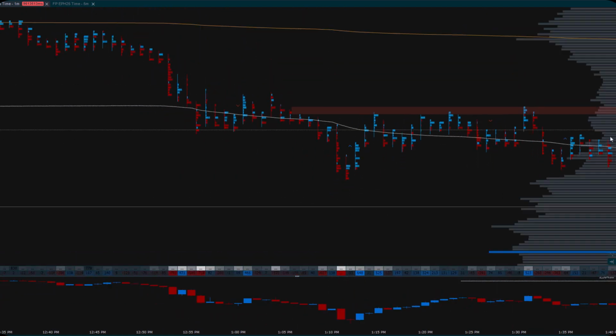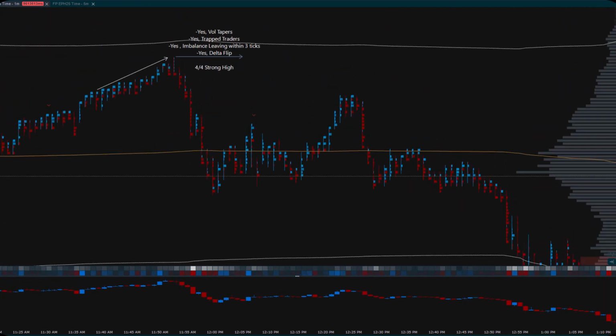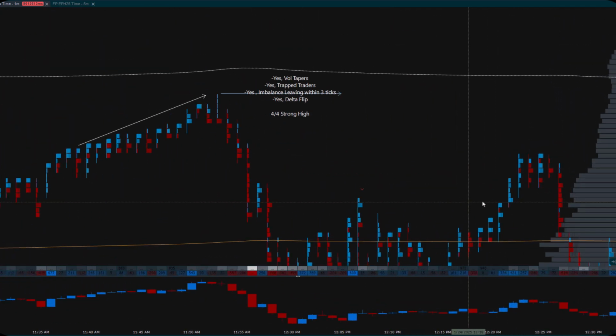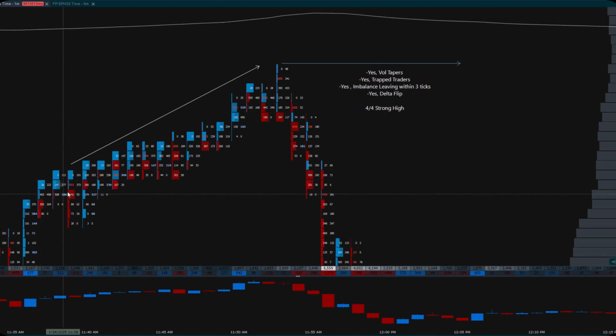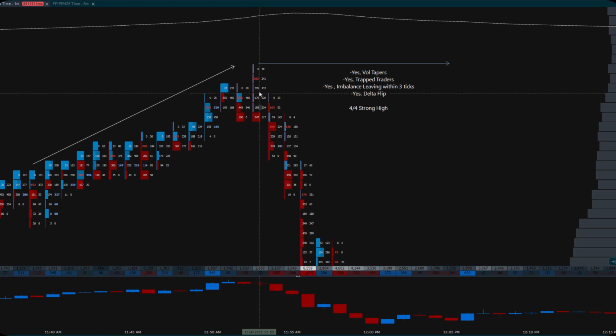Now if we go to an example of a protected high or a strong high, here we have that aggressive buying coming up, right? Relative positive delta. As we come to our extreme, the delta starts to really increase. Alright, and then here the volume really tapers off. There starts to be little volume as we try to trade higher.